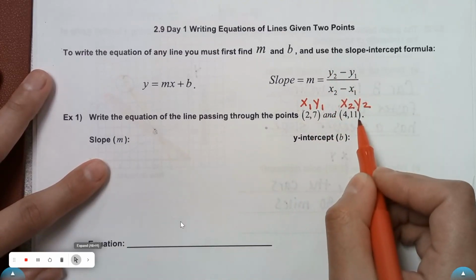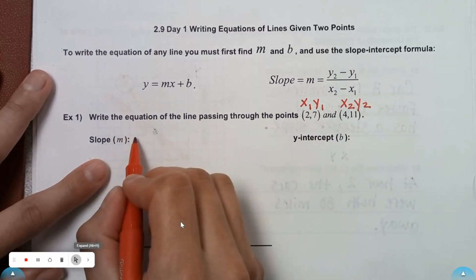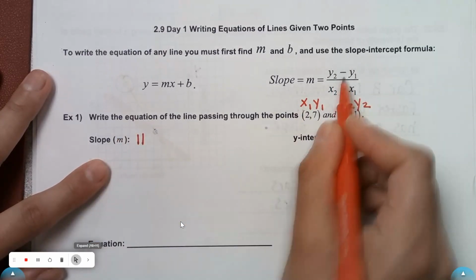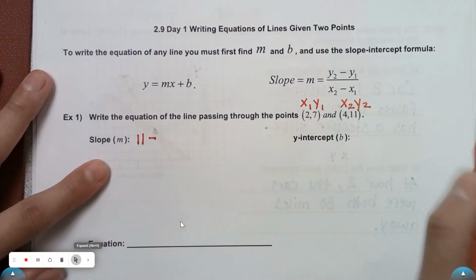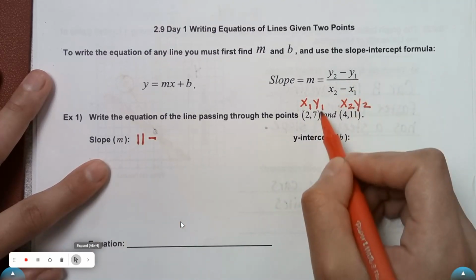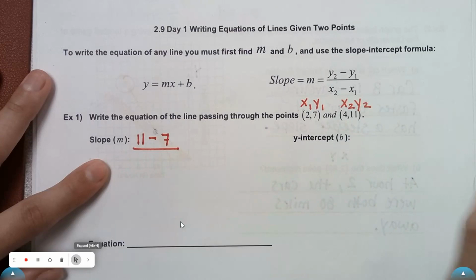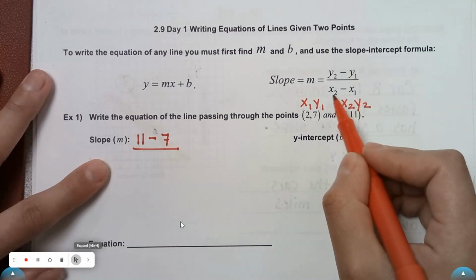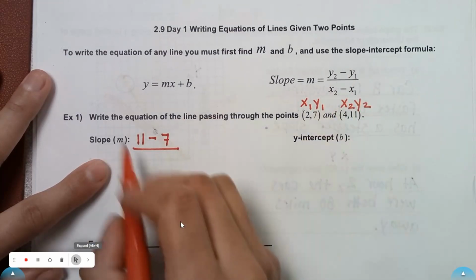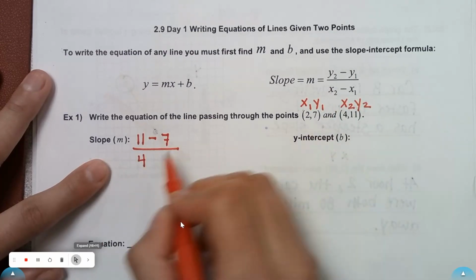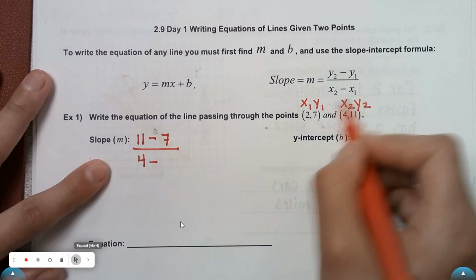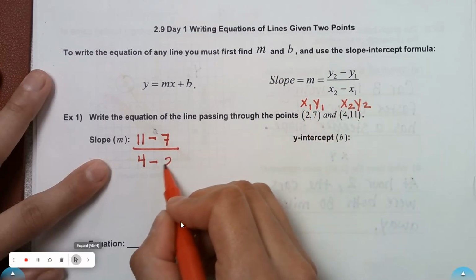All right, the first number that comes up in my equation is y2. y2 is being represented by the number 11. So first I'm going to write 11. Then I have the minus. y1 is being represented by the number 7. Then I'll do the bottom. x2 is being represented by the number 4. Okay, minus. And x1 is being represented by the number 2.